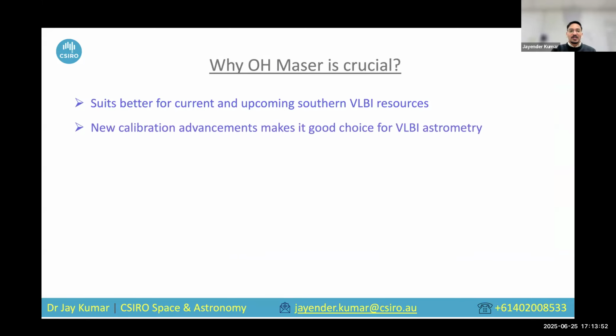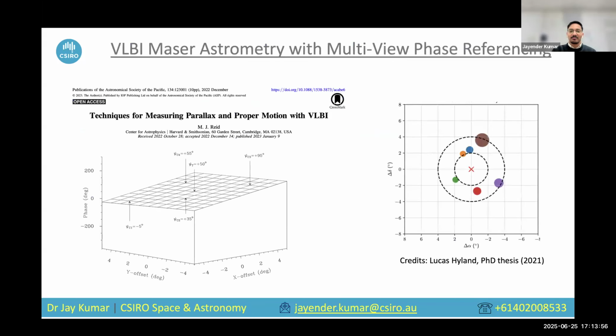Okay. The second one is new calibration advancements make a good choice for VLBI astrometry. This is something that I worked on with my group at Hobart, where instead of doing the standard phase referencing, we are doing multi-view phase referencing. A lot of you over here know about multi-view phase referencing. On the left-hand side is a figure from Reid et al. 2022.